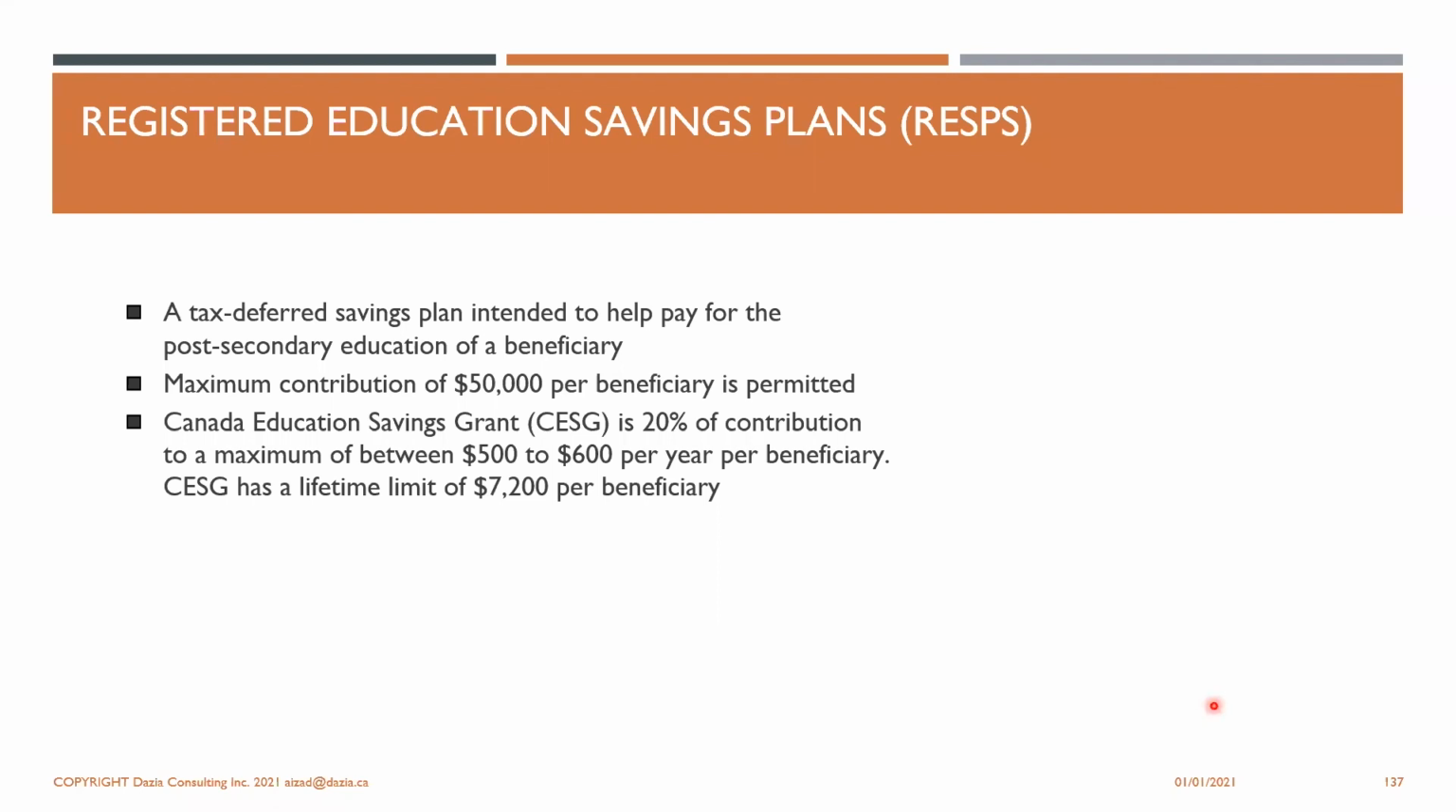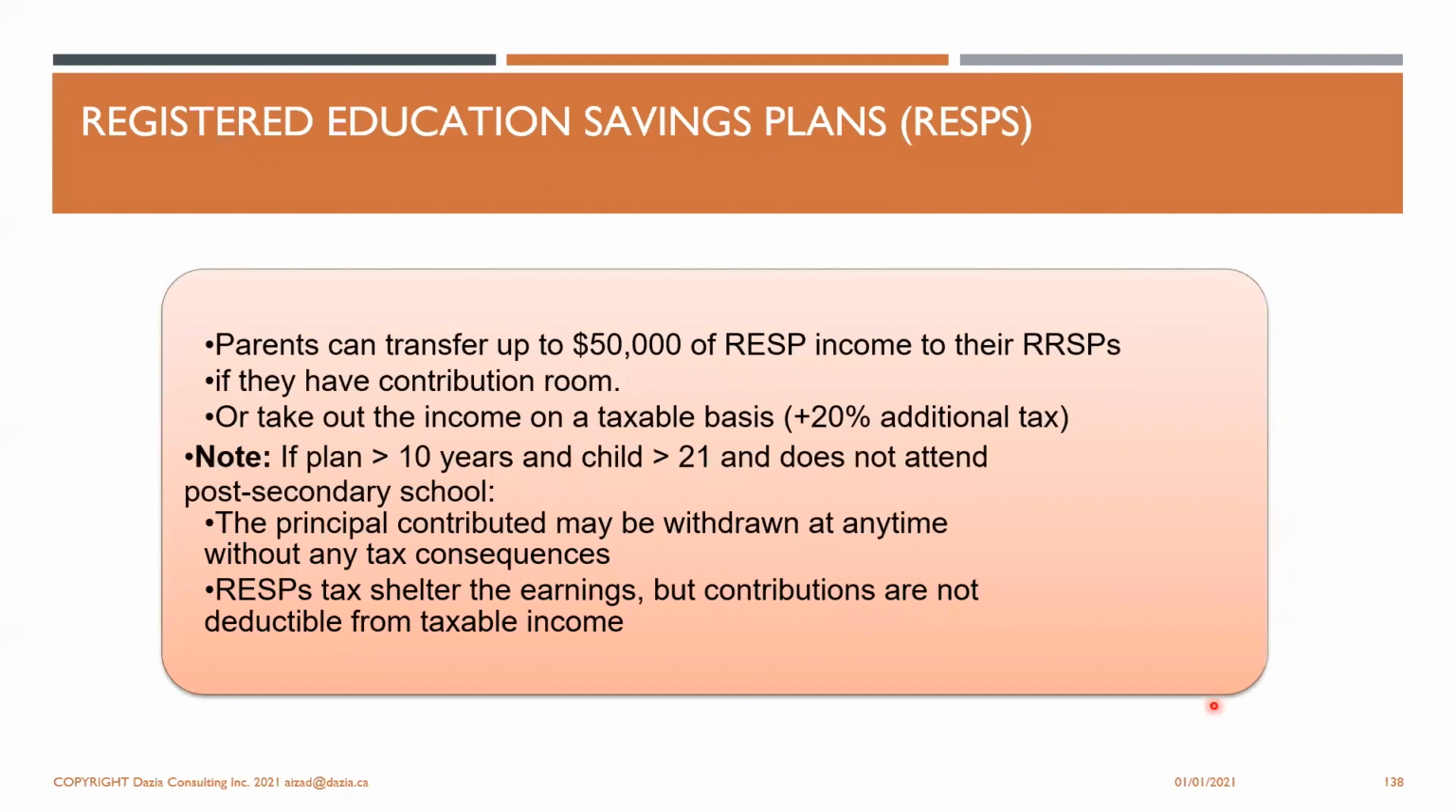So next we talk about RESP. It is a tax-deferred savings plan. This is intended to pay for the post-secondary education of the child. The maximum contribution is $50,000 per beneficiary, and the Canada Education Savings Grant is 20% of contribution. The maximum benefit you can get for the grant is $500 to $600 per year per beneficiary, and the maximum lifetime benefit you can get is $7,200 per beneficiary.